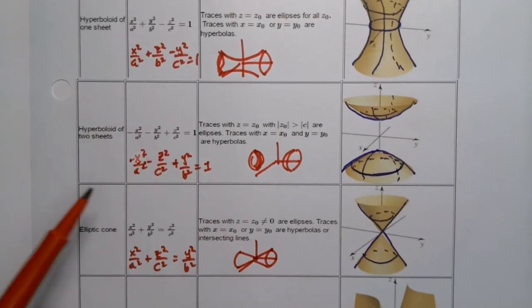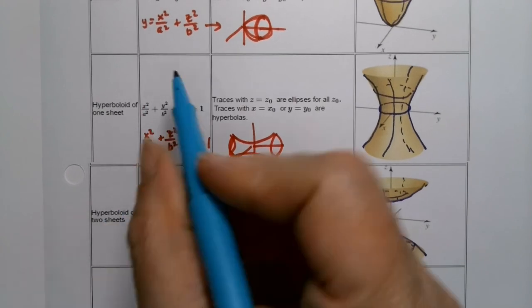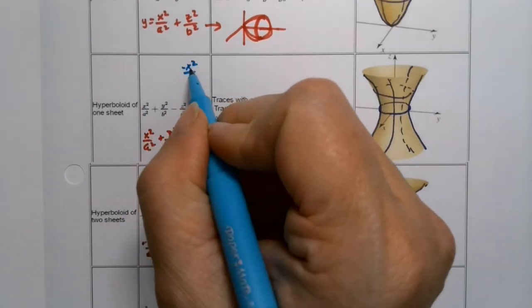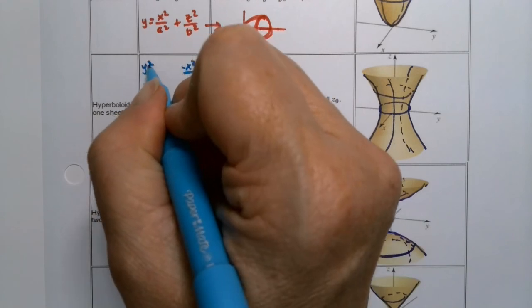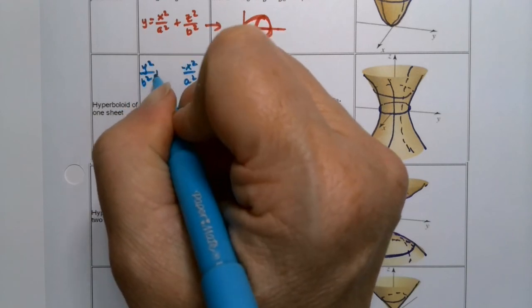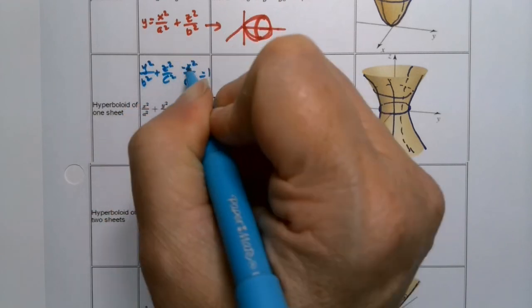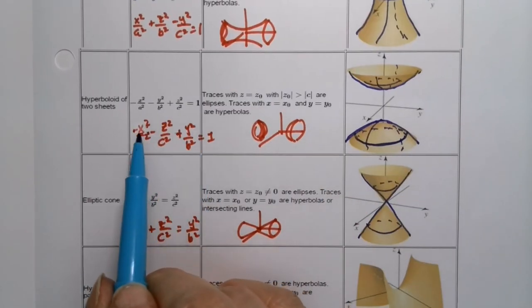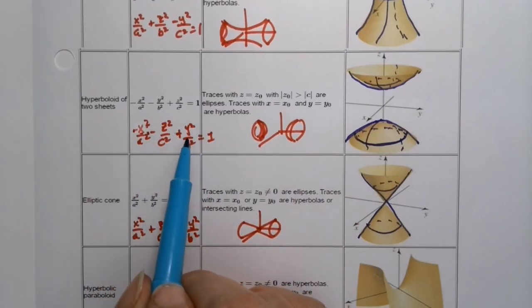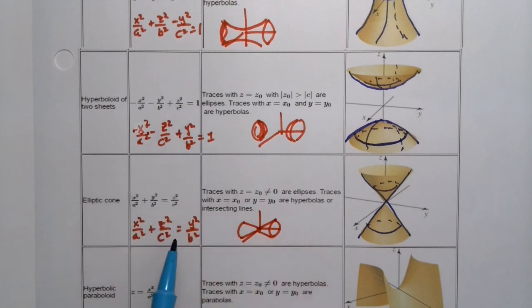I'm not even bothering. I mean, I could, but this one would have a minus x squared over a squared equals 1. So this would be y squared over b squared plus z squared over c squared, and the only negative one would be x. This one would have negative y, negative z, and the only one that's positive is x, right? And then, well, actually, I'll just write that in. Give me 1 second.